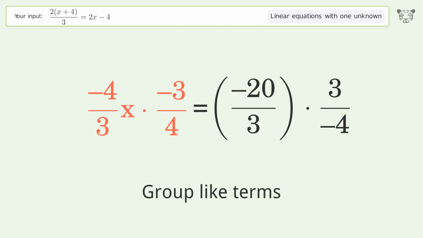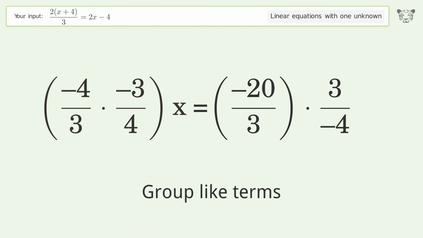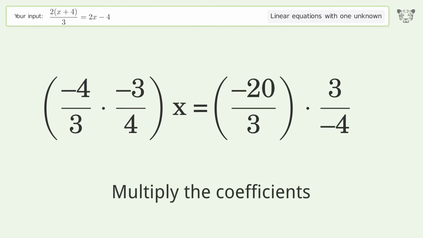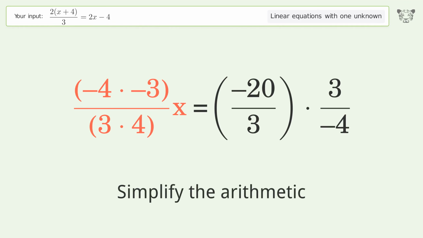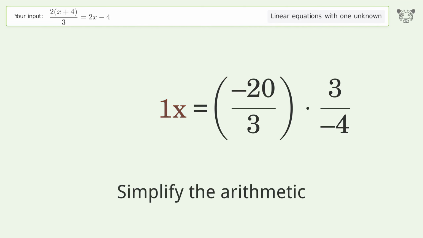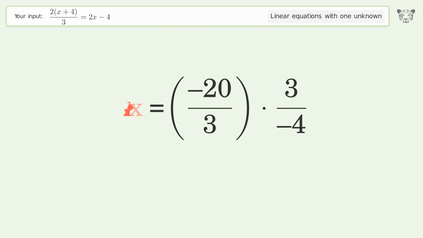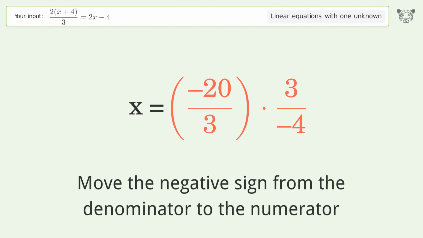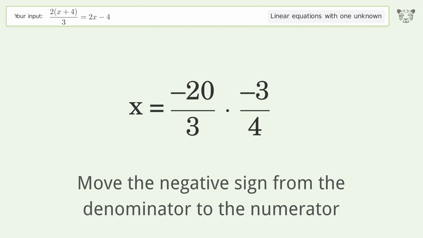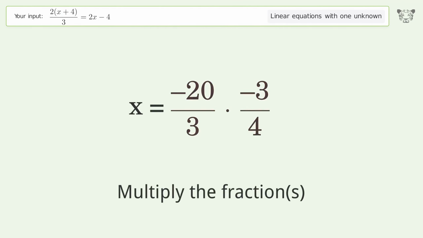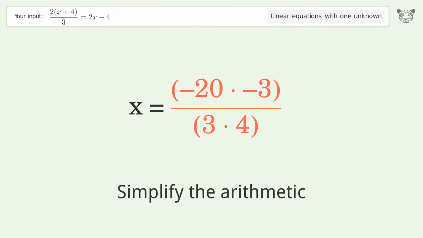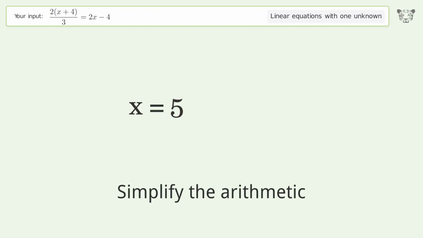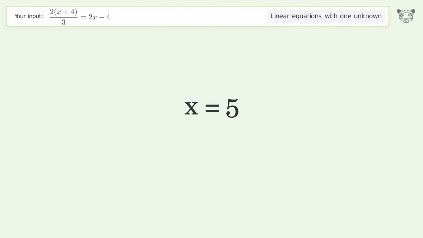Group like terms. Multiply the coefficients. Simplify the arithmetic. Move the negative sign from the denominator to the numerator. Multiply the fractions. Simplify the arithmetic. And so the final result is x equals 5.